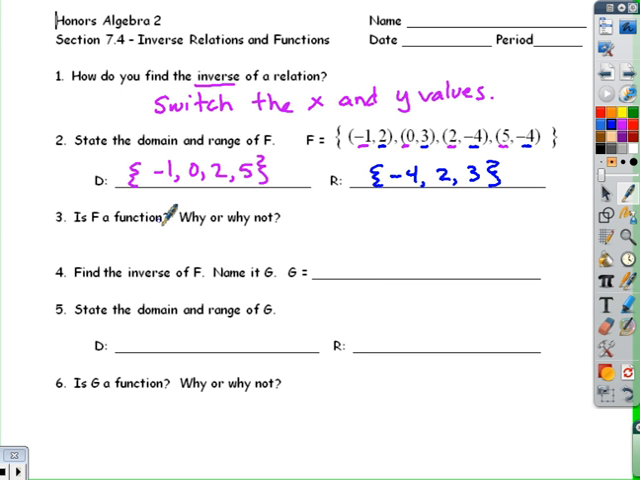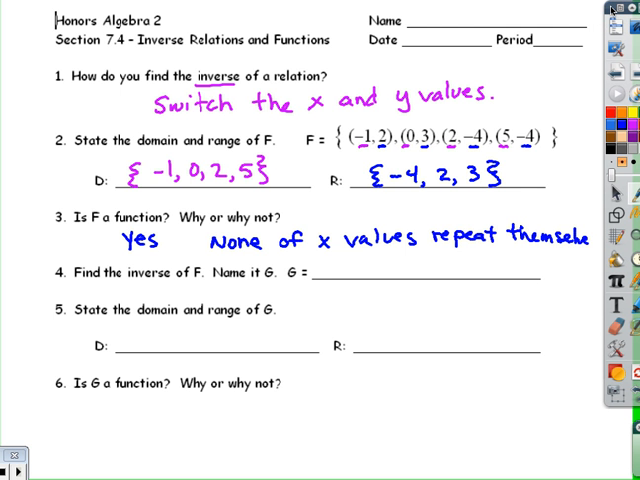Is f a function? So we want to check and see, do our x values repeat? No, none of our x values repeat. If we graphed this, it would pass the vertical line test. So is this a function? Yes. And why? Well, none of the x values repeat. Now, we have to be careful. If I had something repeat itself like 2, -4, let's say that also was another ordered pair, they repeated themselves, but be careful because it actually is the same point, so it's not technically repeating itself.